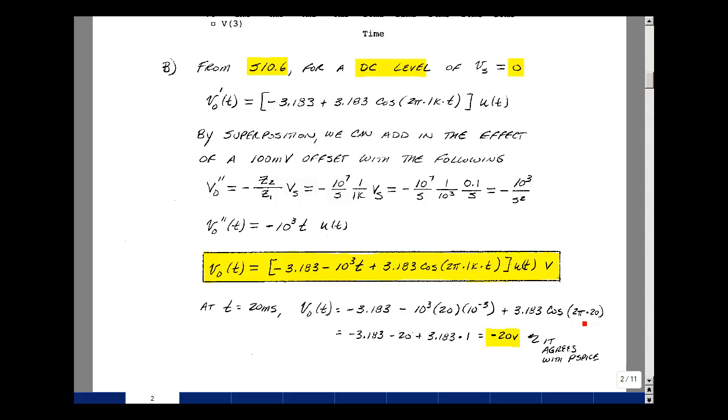And the value of the cosine is actually equal to 1. So this term cancels with this one. And I get minus 20 volts, which is what I had in the simulation above. And this is Supplemental Problem 11.1.